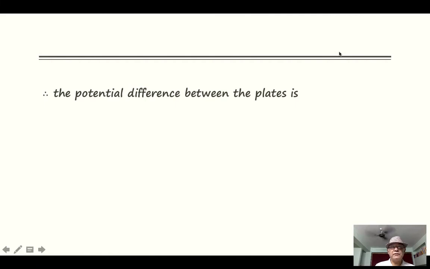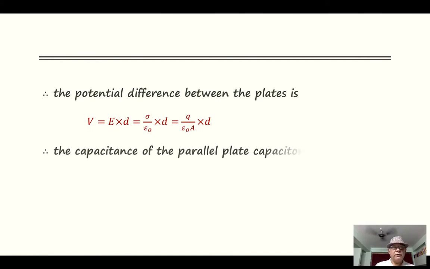Therefore, the potential difference between the plates is V equal to E multiplied by d equal to sigma by epsilon naught multiplied by d equal to Q by epsilon naught A multiplied by d. Therefore, the capacitance of the parallel plate capacitor is C equal to Q by V equal to epsilon naught A by d. This is the final expression.